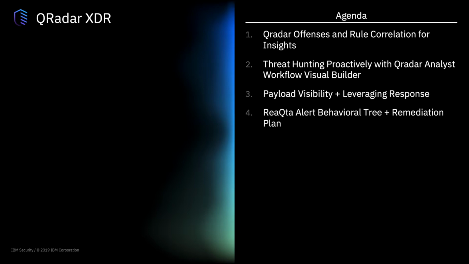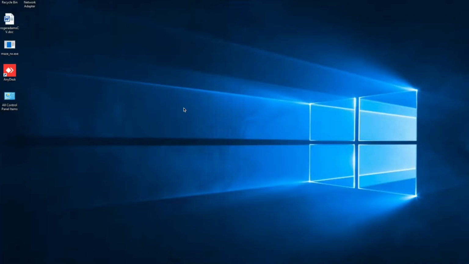I'm then going to showcase the payload visibility that we get with QRadar. While in some cases we're going to see those properties parsed out, we're also going to see the whole payload, which again provides full visibility into what's happening here within our network, and then taking that and leveraging response into ReaQta, looking at the ReaQta alert behavioral tree, and then showcasing the power of the remediation plan.